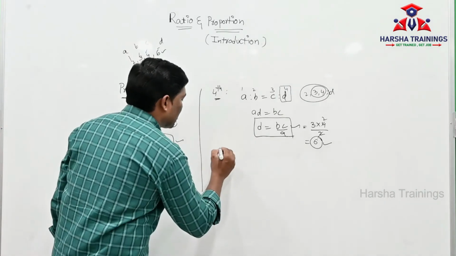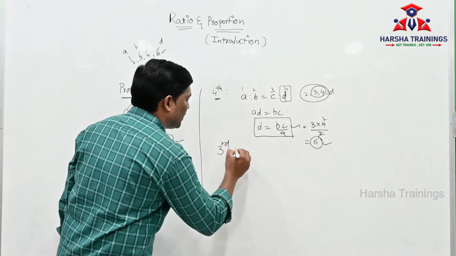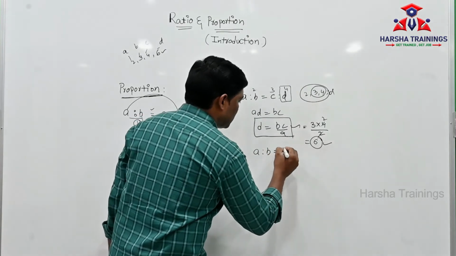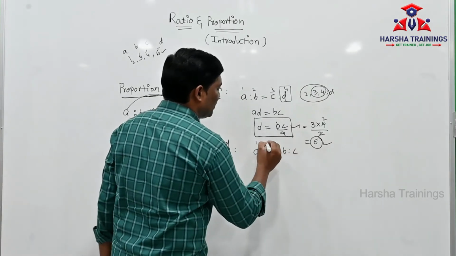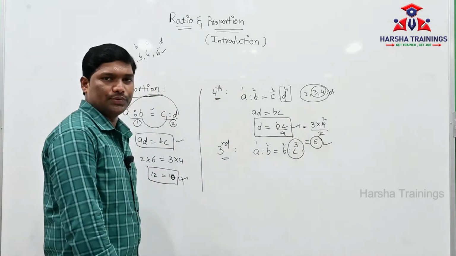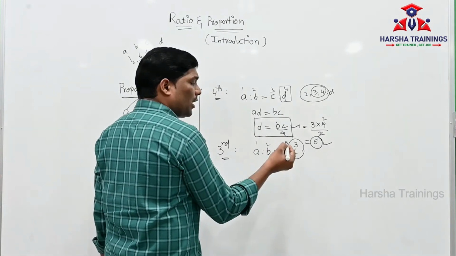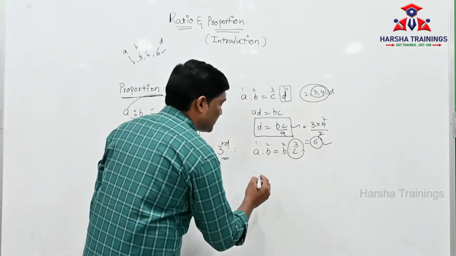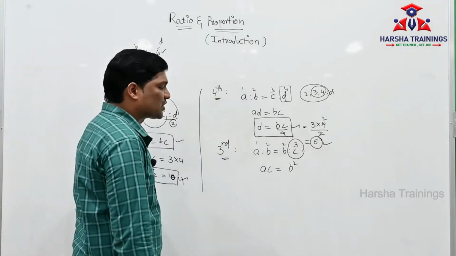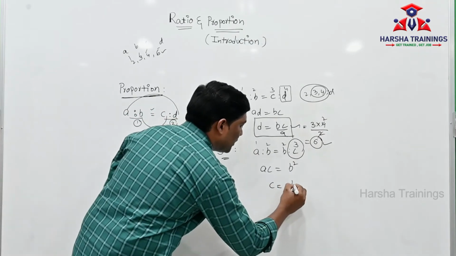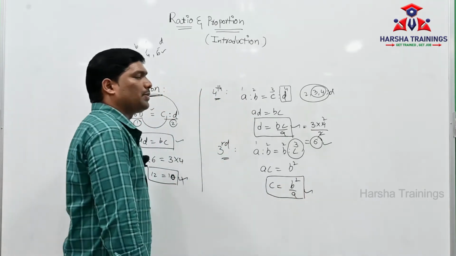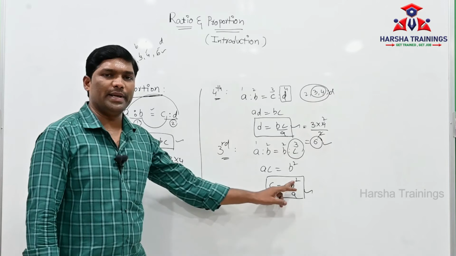And coming to the second point, the third proportion. A is to B is equal to B is to C. 1, 2, 2 and 3. So third proportion means find out the C value. The proportion formation is AD is equal to BC. Same like this, guys. So AC is equal to B into B, B square. Then C is equal to B square by A. So the third proportion formula is C is equal to B square by A.